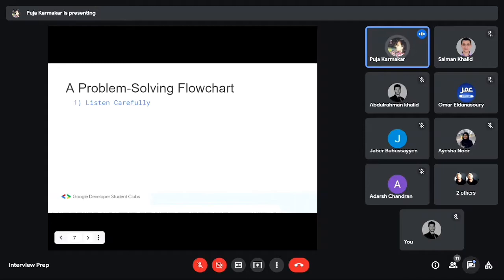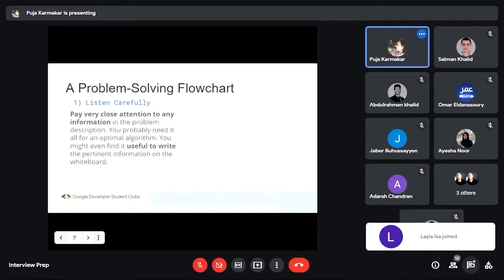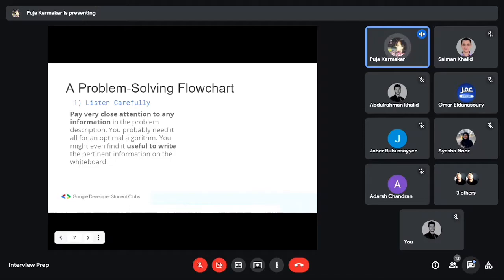What do I mean by listen carefully? Rather than generally speaking, there are some technical terms. We have to pay very close attention to any information in the problem description. We should also probably note down the optimal algorithm. We should also try to write down the useful information, maybe on a piece of sheet or on a whiteboard. So you do want to ask questions about anything you're unsure about.